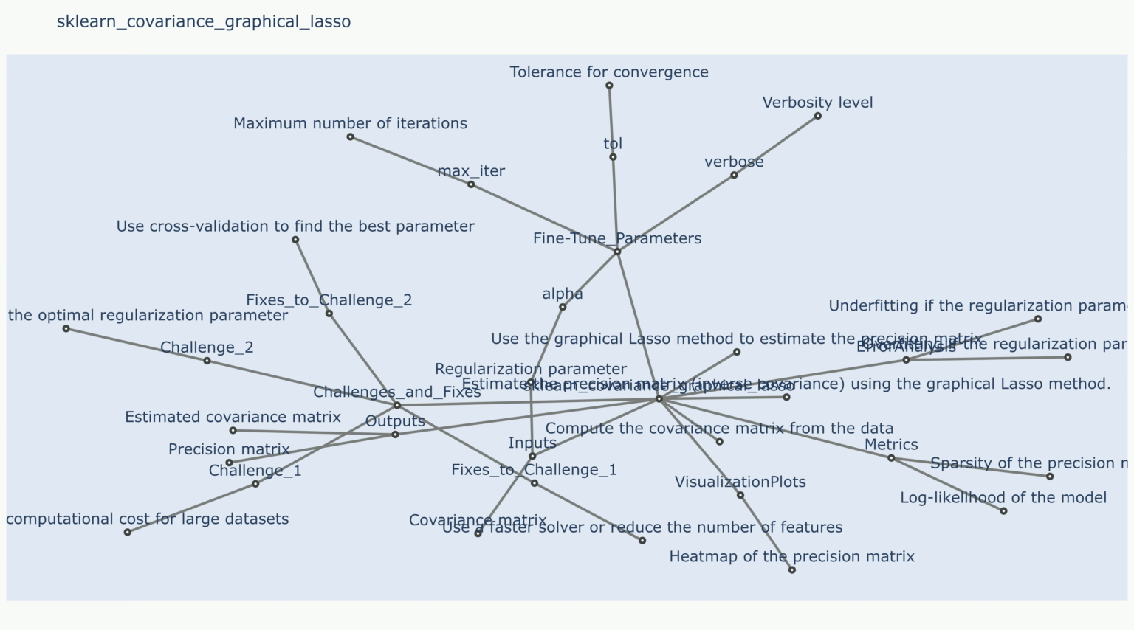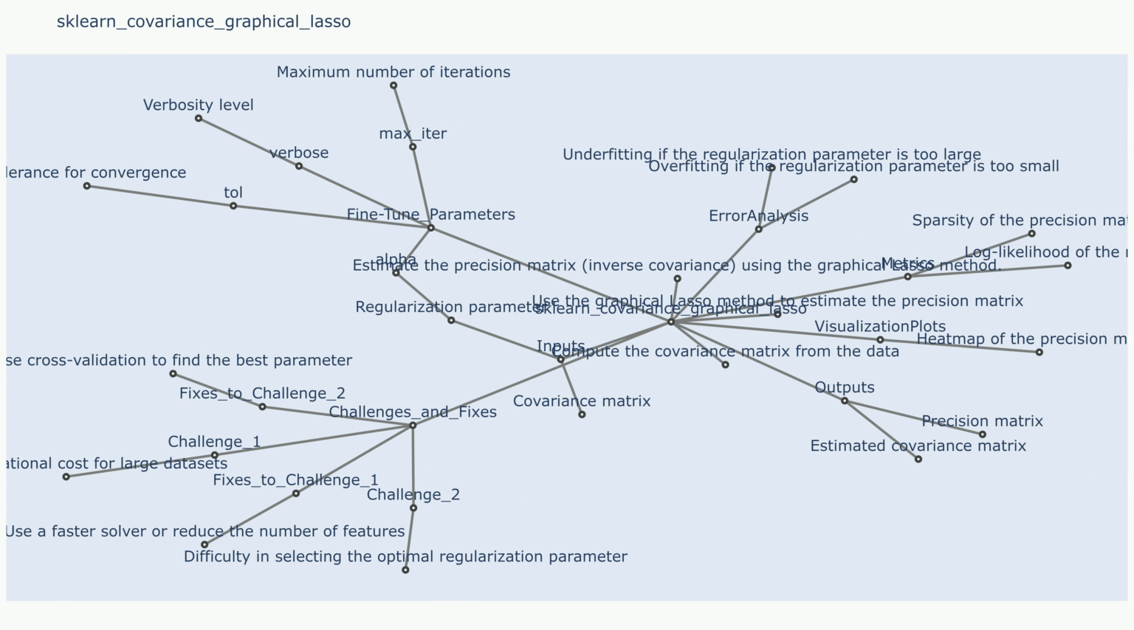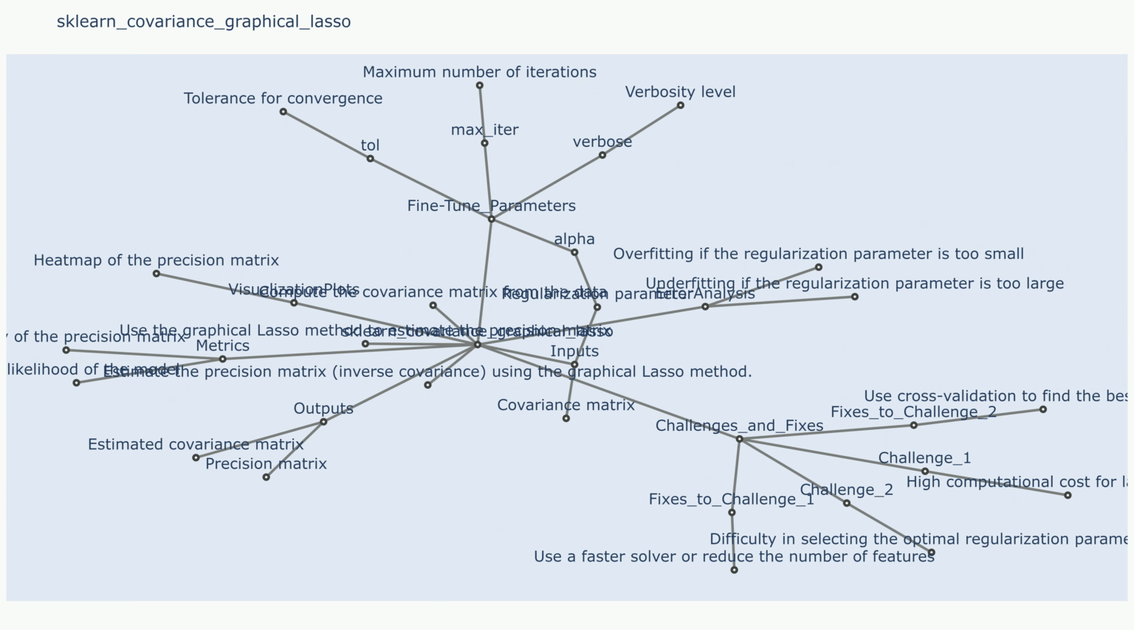Challenges and fixes. Challenge 1. Explain in detail. High dimensionality. When the number of variables is very large, the graphical lasso algorithm can be computationally expensive and may not converge to a good solution. Example: estimating the covariance matrix for a dataset with 1000 variables. Fixes: 1. Use a more efficient algorithm, such as the block coordinate descent algorithm. 2. Reduce the number of variables by performing feature selection.